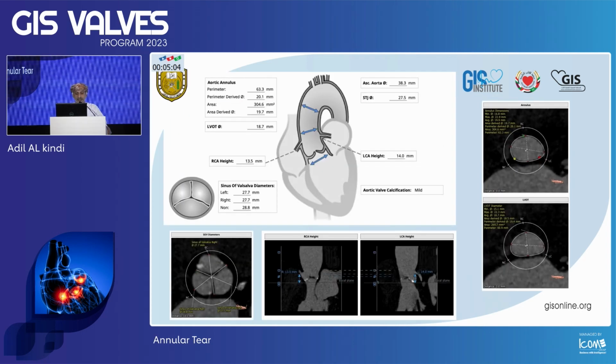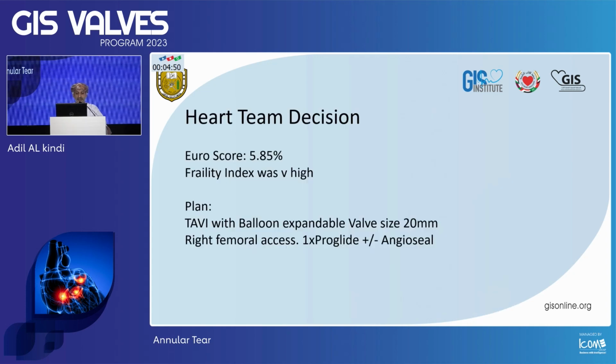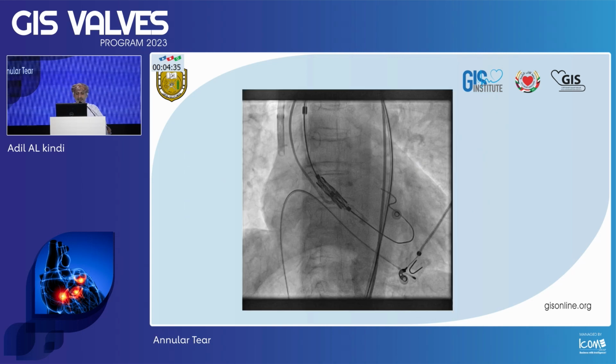Her ECG was not remarkable, and she had a small annulus, but reasonably good coronary height. The calcification was not a concern at this stage. Being a small lady, we thought the access would be difficult, but she had good access. Her Euroscore was not high, but she was a very frail lady, bedridden, and the only reason why we would do a TAVI on her would probably be to improve quality of life on dialysis. We would use a balloon expandable, 20 millimeters, with a right femoral access. The TAVI was done.